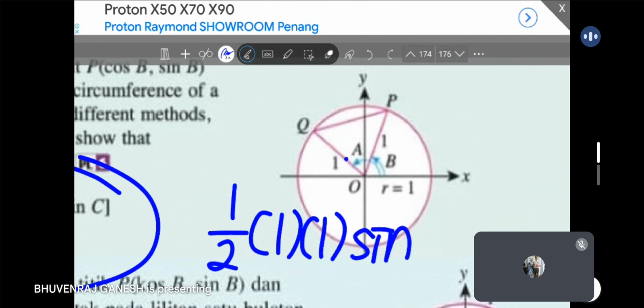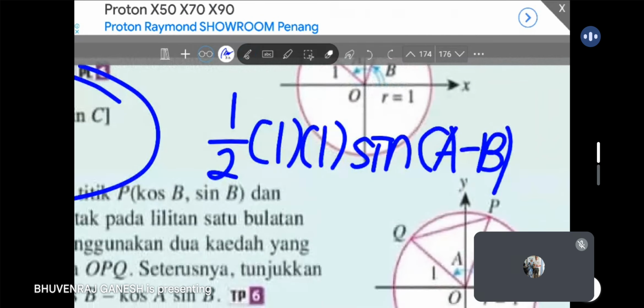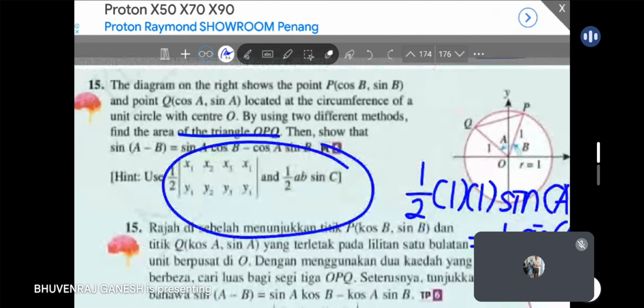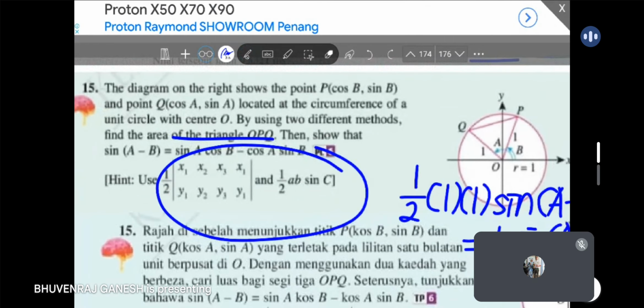What is the angle, guys? Sudut ni saja. Only QOP angle. So QOP angle is A minus B. Okay, so this is your expression lah, ungkapan. So it's half sin(A minus B). So this is the concept for your area. Okay, but how do we show this equation? Macam mana nak tunjuk yang ni?